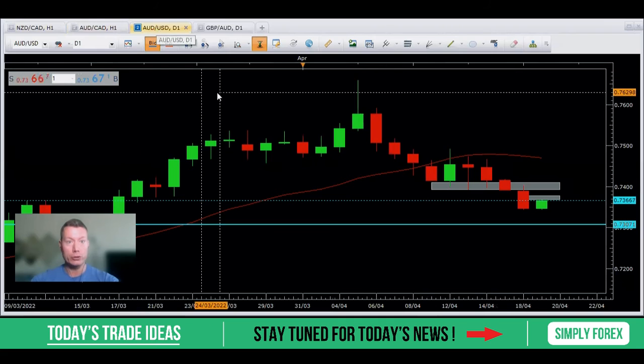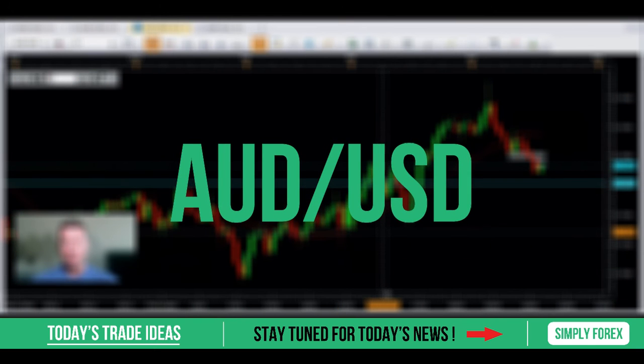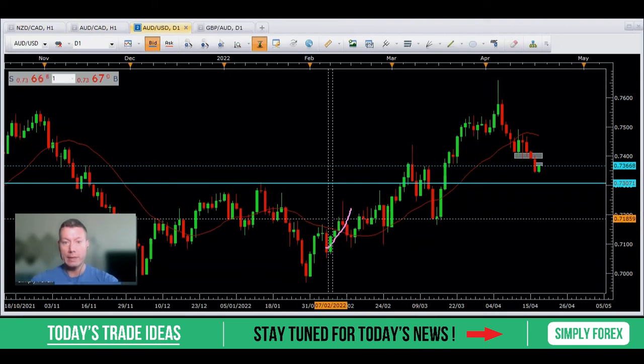Our third trade idea is this. This is the Aussie dollar against the US dollar. Guys, so price, as you can see, was in an uptrend.